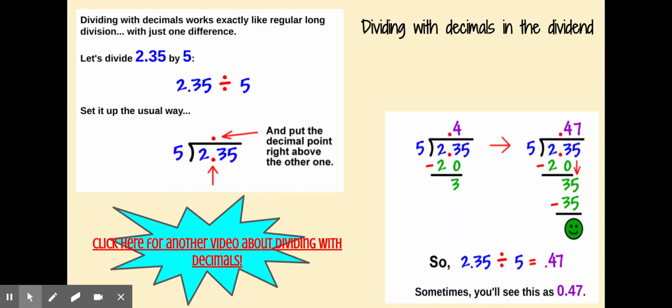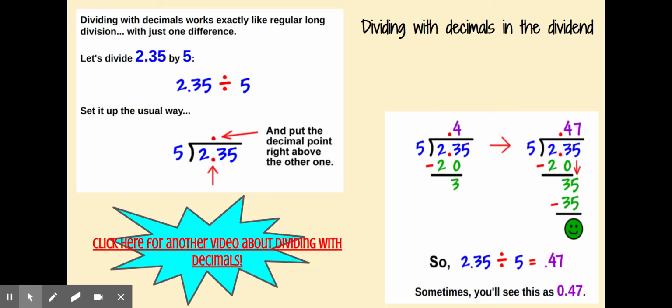On this slide, the first thing you'll notice is down at the bottom, there is another video with more detailed instructions about dividing with decimals and some more examples. So after you watch this one, if you feel like you still need a little more practice, click that one and you can go to it and watch it.